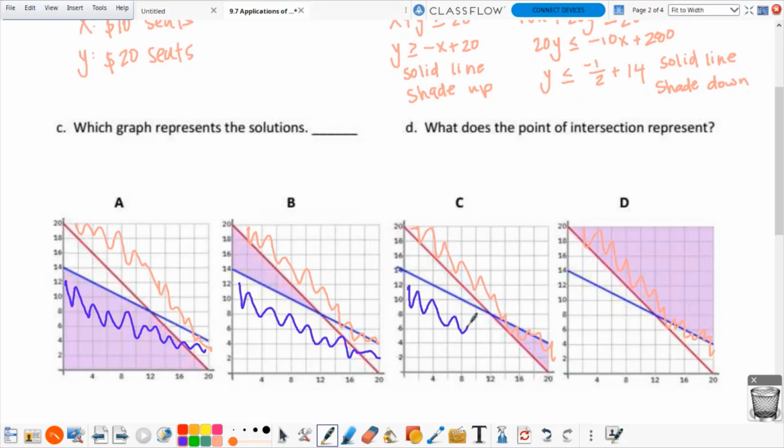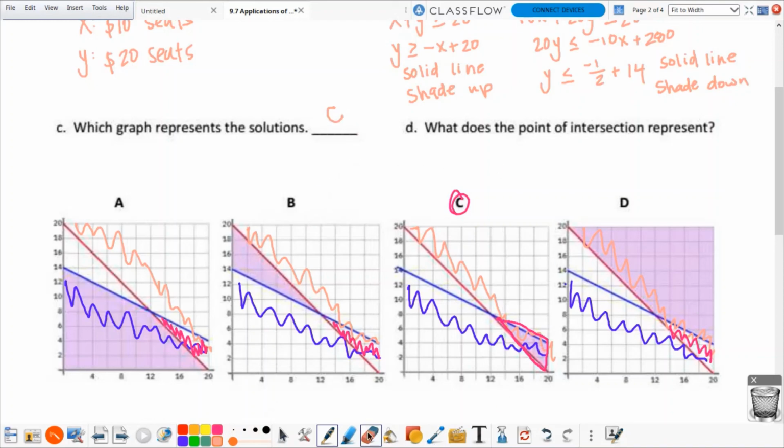So the correct answer would be the one where the lines are shaded in the same region that they both cover. So if we're shading below and above, we should be shaded in this region, which we're not here. We're not here. We are on C, and we're not shaded here. So that means C is the correct answer.